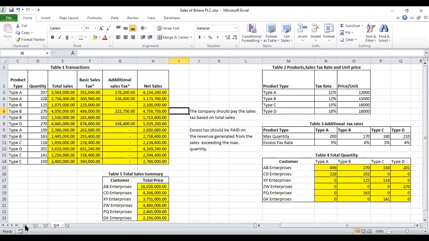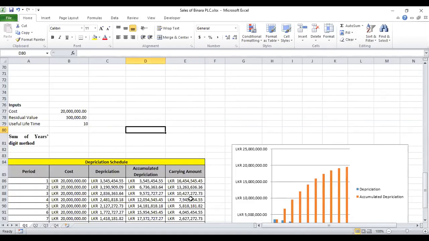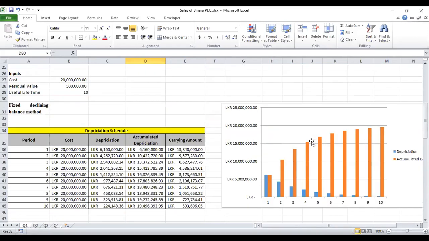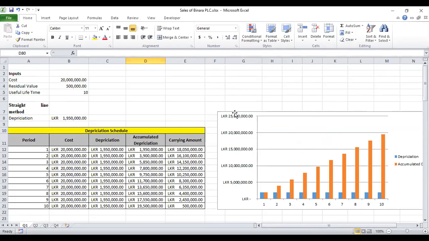Right. Okay. So this may be the fourth question. Good. Yeah. You are taking us through the first question. Right. Thank you, Ramindu. Okay. So let's go to the first depreciation method. It is the straight line depreciation method.